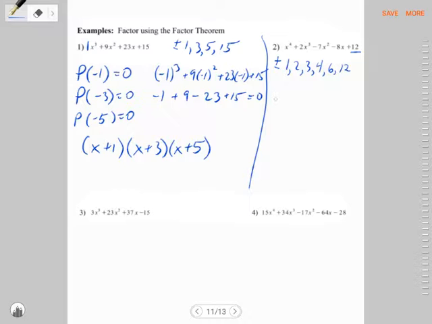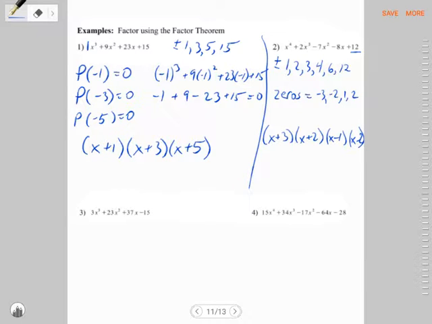So when we try these, we find out that the zeros are -3, -2, 1, and +2. So those are our zeros. So then the factors, of course, are x plus 3, x plus 2, x minus 1, and x minus 2.